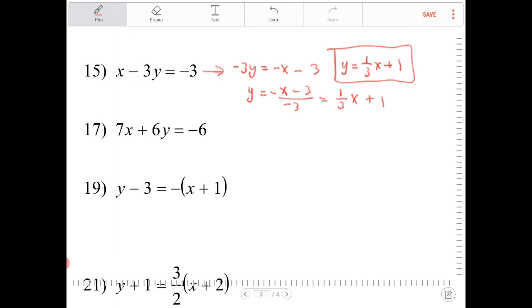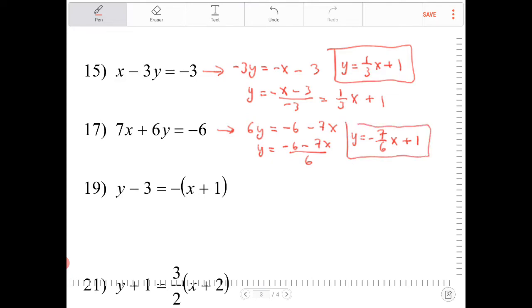Let's take a look at the next one. Again, we're isolating y, so this turns into 6y is equal to negative 6 minus 7x. Then we divide by 6. So y is equal to negative 6 minus 7x divided by 6, or simply y is equal to negative 7/6 x plus 1. Again, we are dividing 6 into both terms.